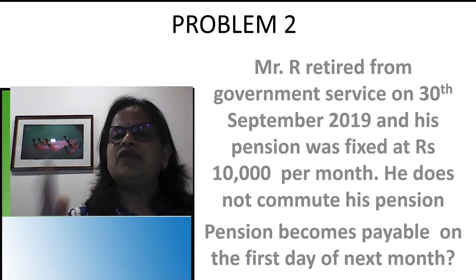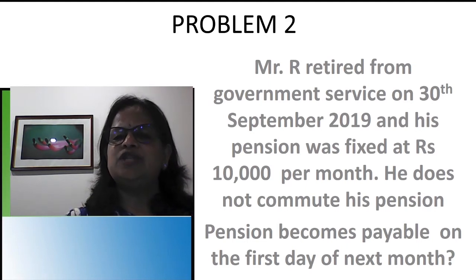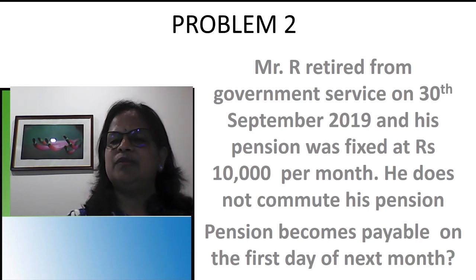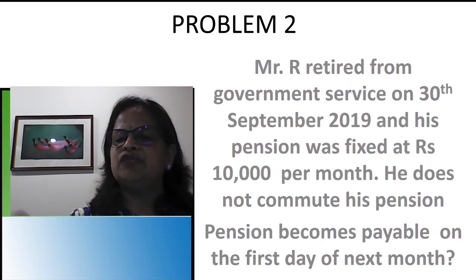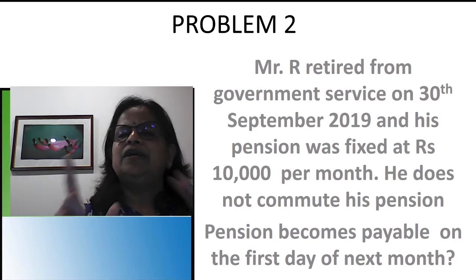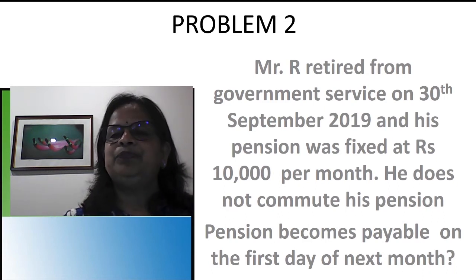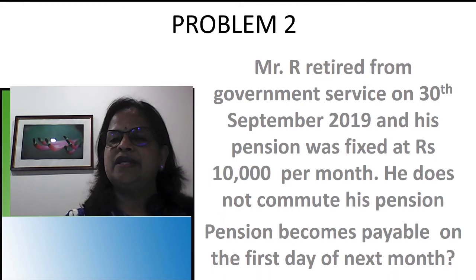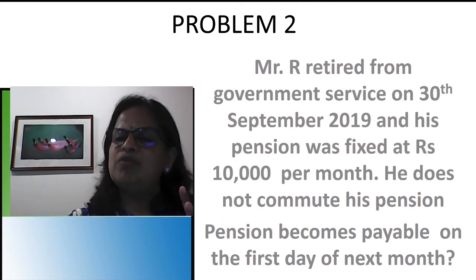Mr. K retired from government service, a government sector employee, on 30th September 2019, and his pension was fixed at rupees 10,000 per month. He has not commuted his pension, so it is uncommuted. Pension becomes payable on the first day of the next month. Though he is a government employee, there is no distinction between government and private sector employees here; it is fully taxable. He retires on 30th September, so the October pension he will get only from November 1st.